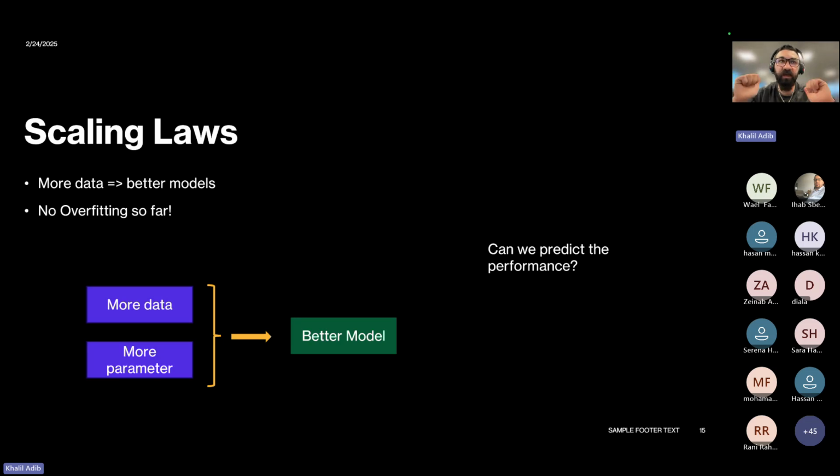The question is, in the scaling law, can we predict the performance of the models based on the number of parameters and how many tokens we are using? This is an active area of research, and there is a paper which I will explain in the next slide. I think Hassan, you raised your hand. You want to ask a question?